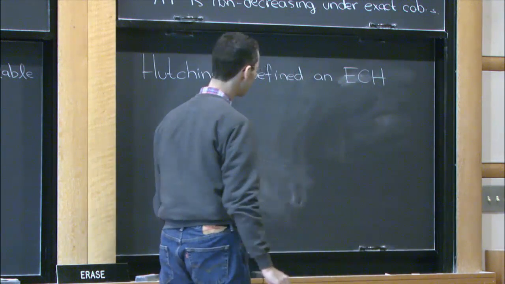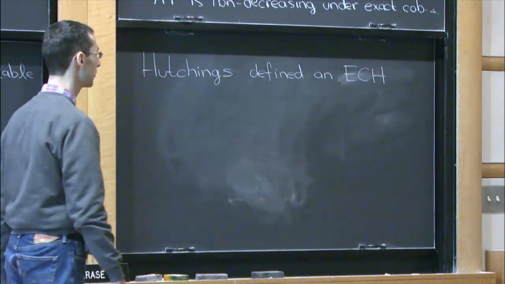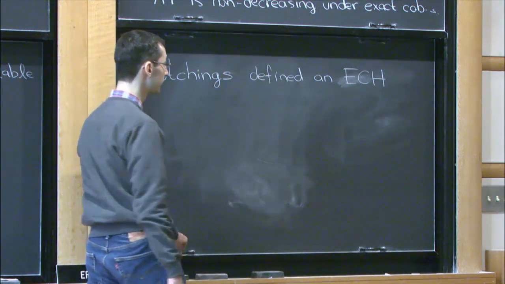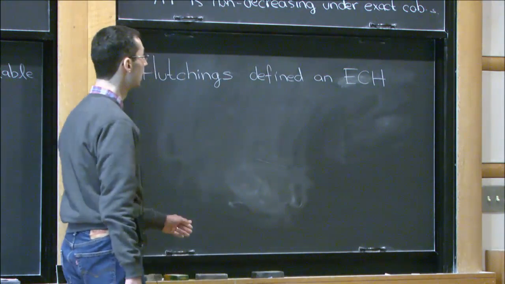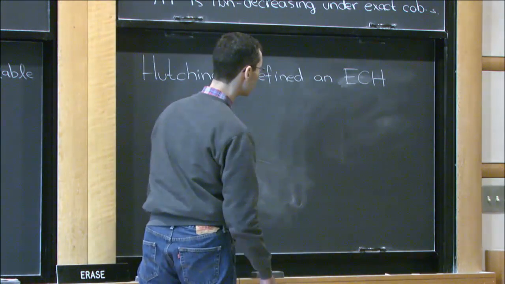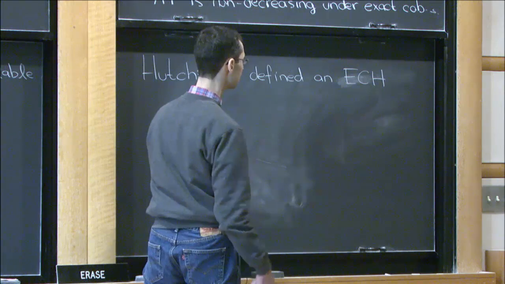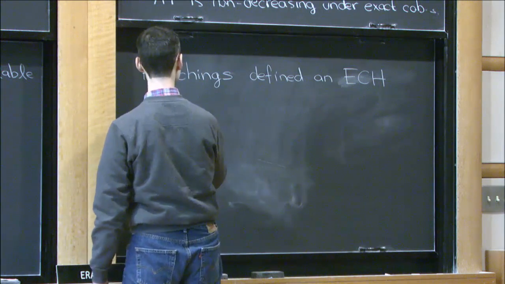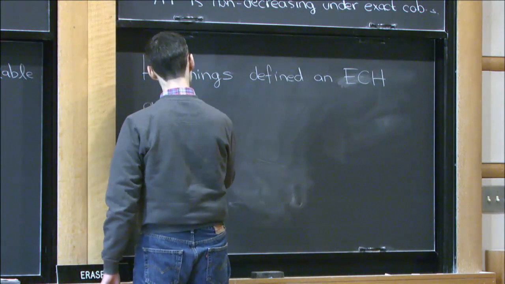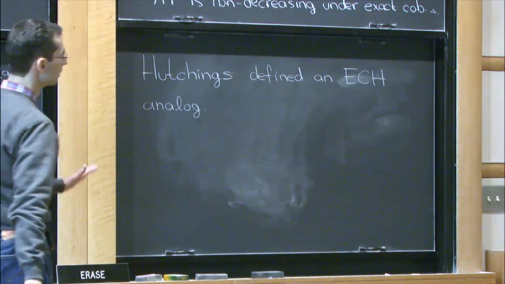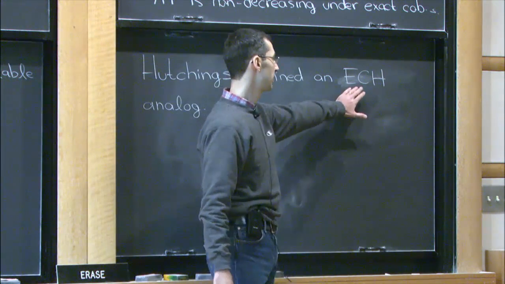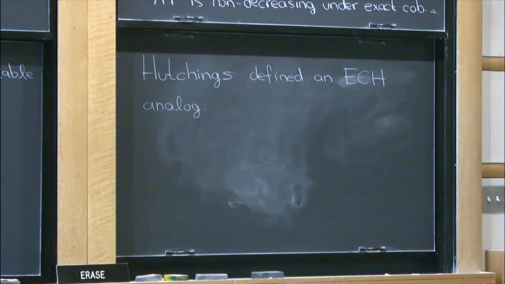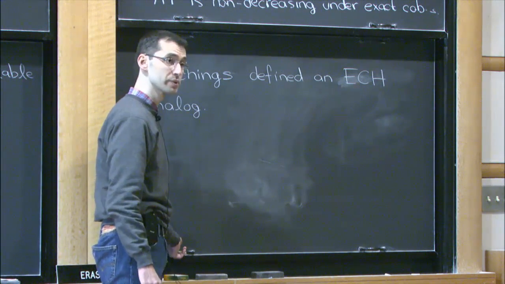ECH is embedded contact homology. It's a homology theory for three manifolds with a contact structure on them. But it happens to be a topological invariant of the underlying three manifold. Unless you dig into more of the structure, you can't really get contact invariance just looking at the homology. So he defined an ECH analog by filtering the differential in embedded contact homology using, more or less, the topological complexity of the holomorphic curves that he counts.